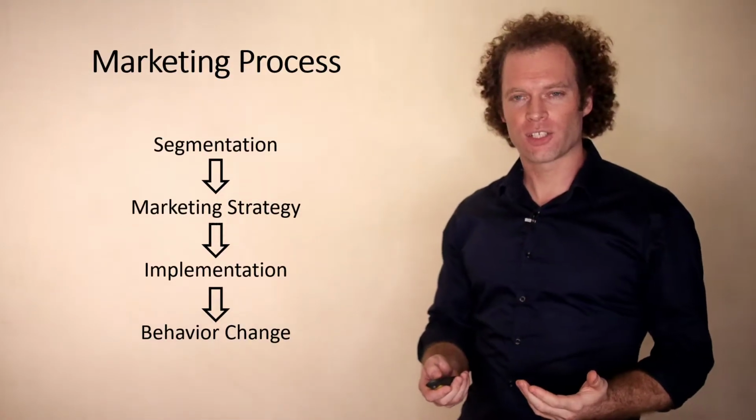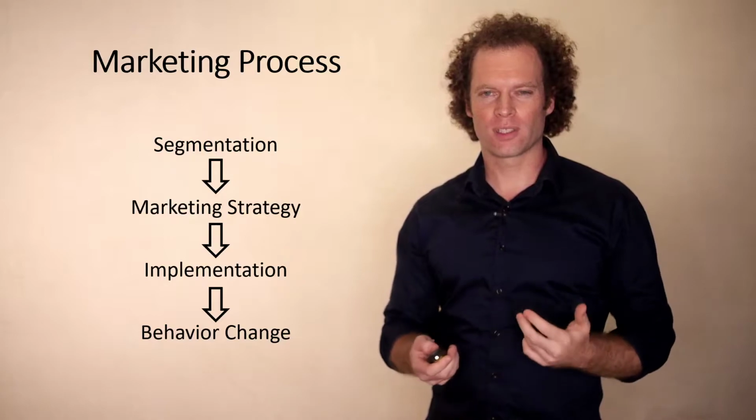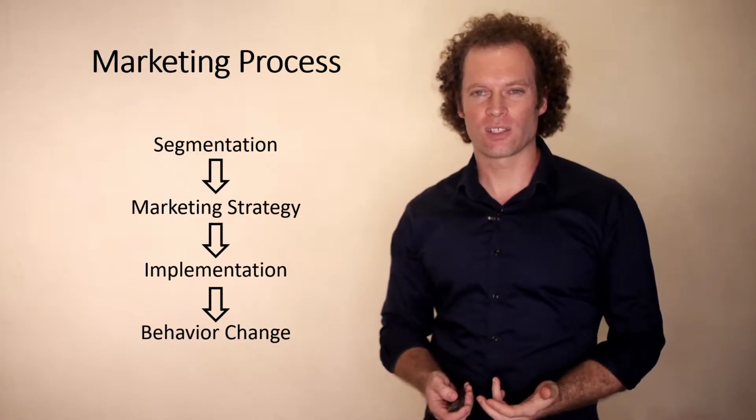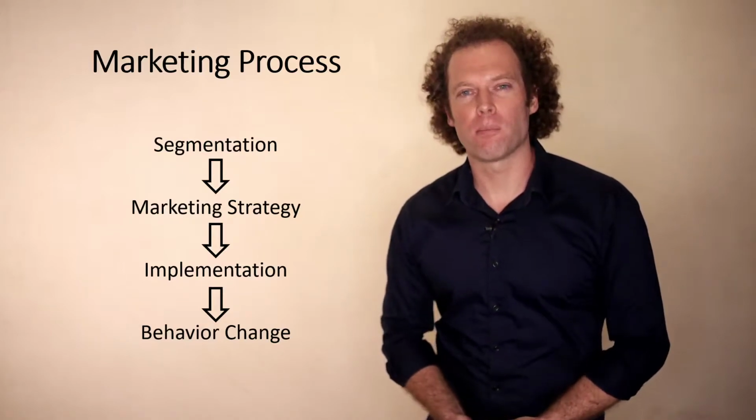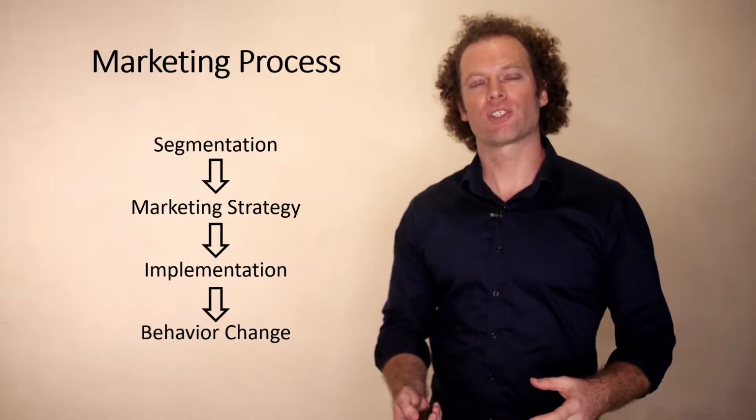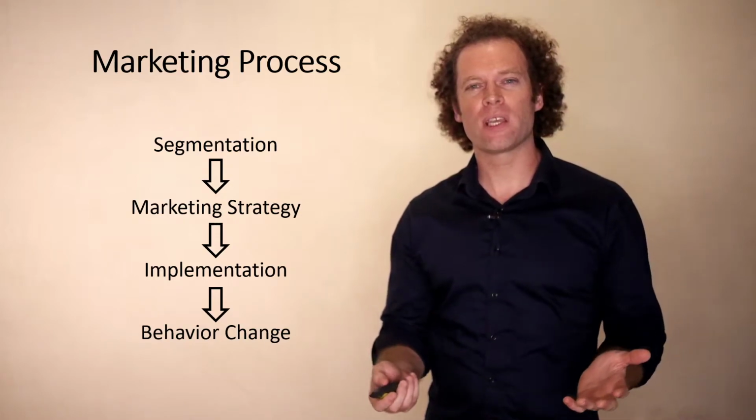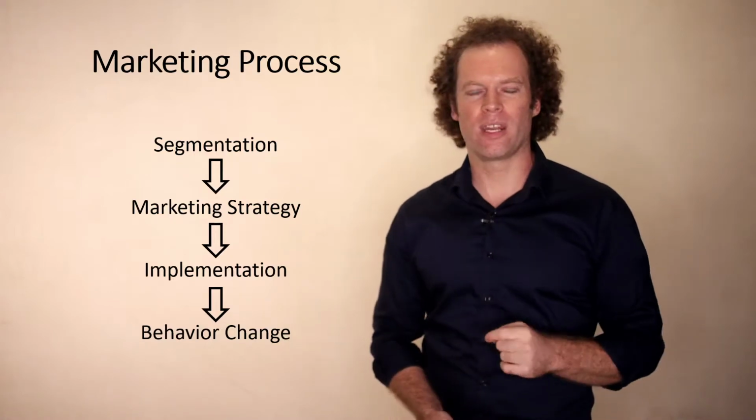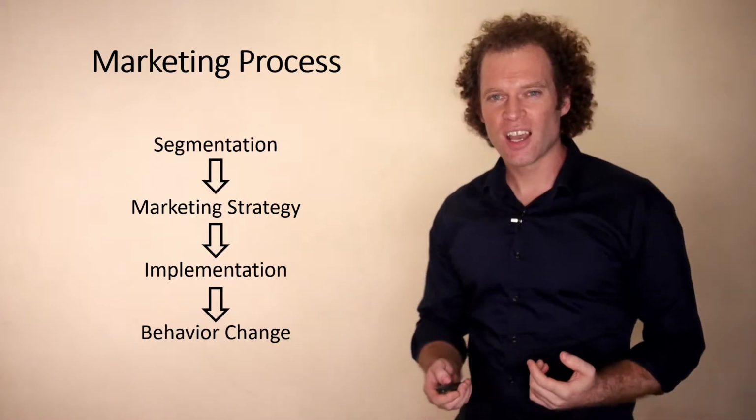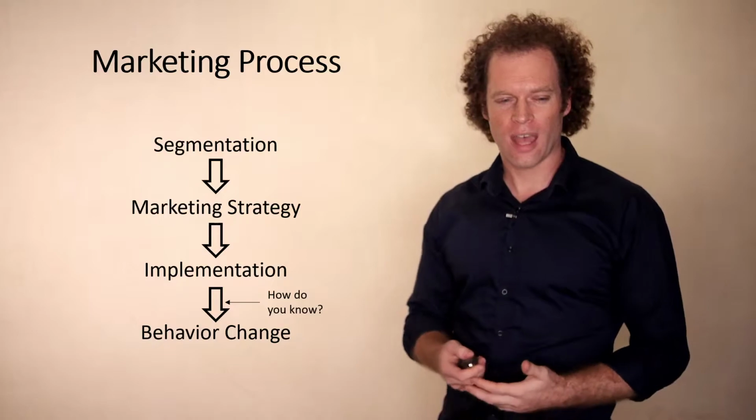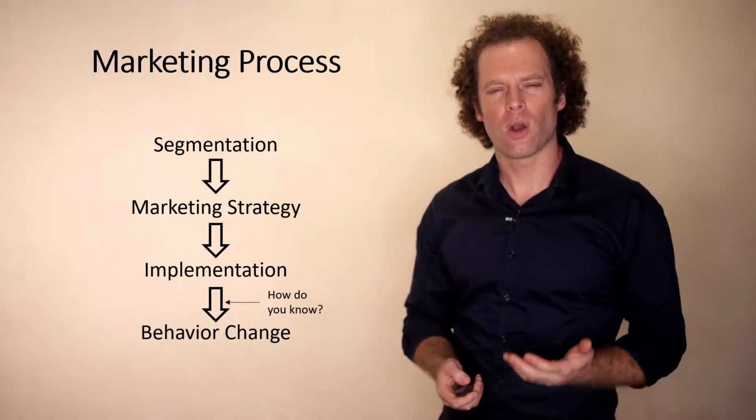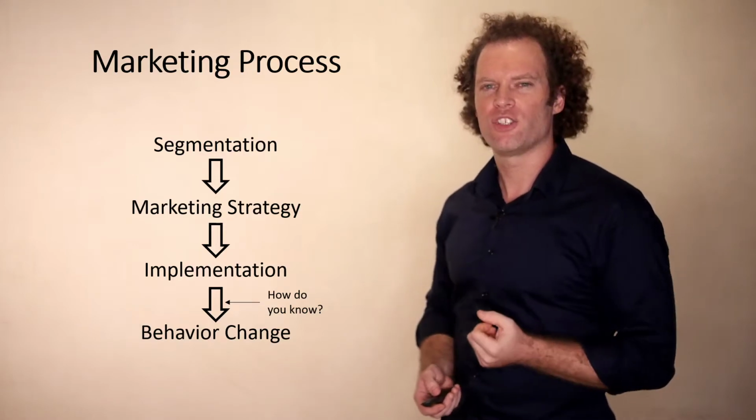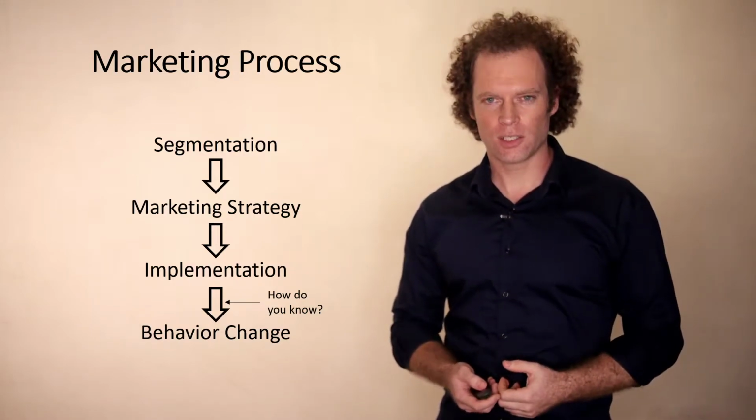Anyway, to get into the lecture, I've presented this slide before. It's about the marketing process, which begins with some sort of audience analysis or segmentation, developing a marketing strategy, implementing that strategy, and then hoping for behavior change. Previously I've talked about this link between implementation and change. Today's lecture also focuses on that, and it asks the question, how do you know? How do you know the campaign and the messages that were implemented led to the desired change?